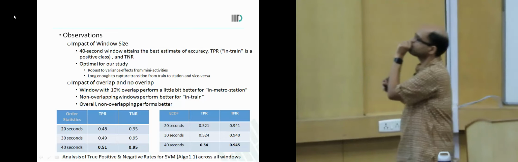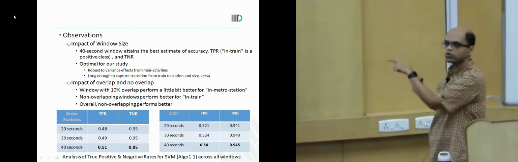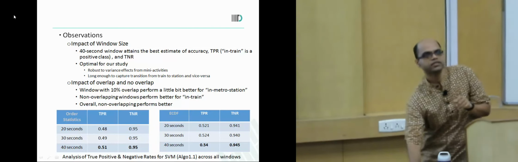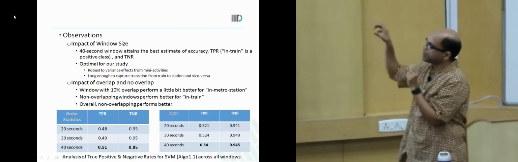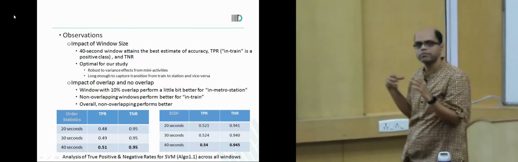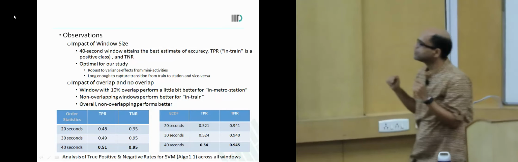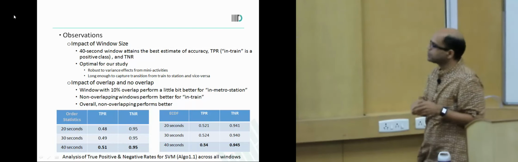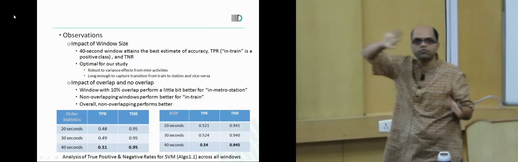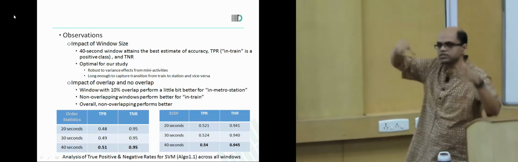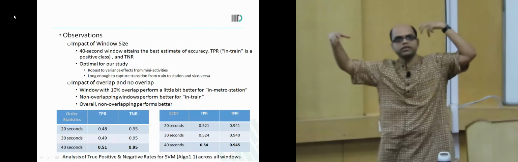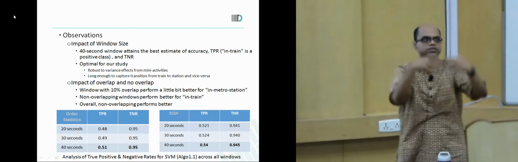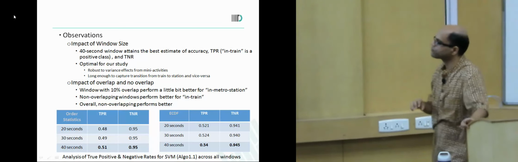The other part is overlapping windows versus non-overlapping windows. There was a little bit of difference. In the metro, a window with 10% overlap rate performs a little bit better, but non-overlapping windows perform better for in-train. All the higher overlaps perform far worse. I think the reason is, like I said, you take the in-station and the metro, and that gets combined a lot more, and that confuses the classifier when it wants to decipher between two classes.